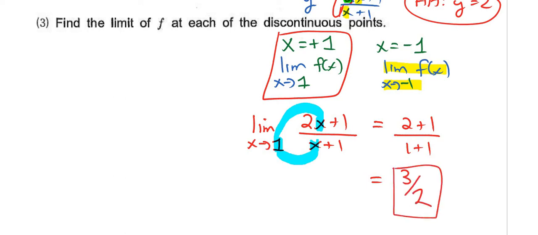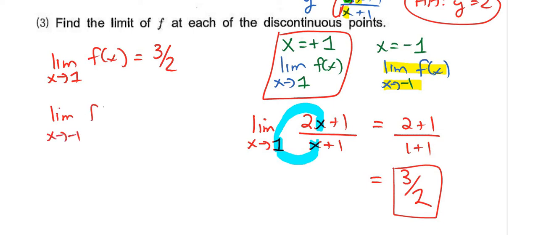Great. So just to summarize here, the limit as x approaches 1 of f of x is 3 over 2, and the limit as x approaches negative 1 of f of x does not exist. All right, so a little bit of work there, and hopefully you guys can figure it out or be okay with that. Okay, let's move on to the next page.